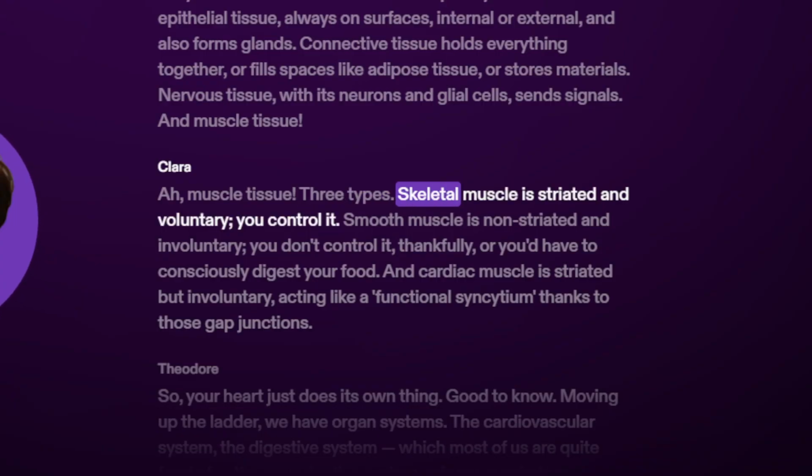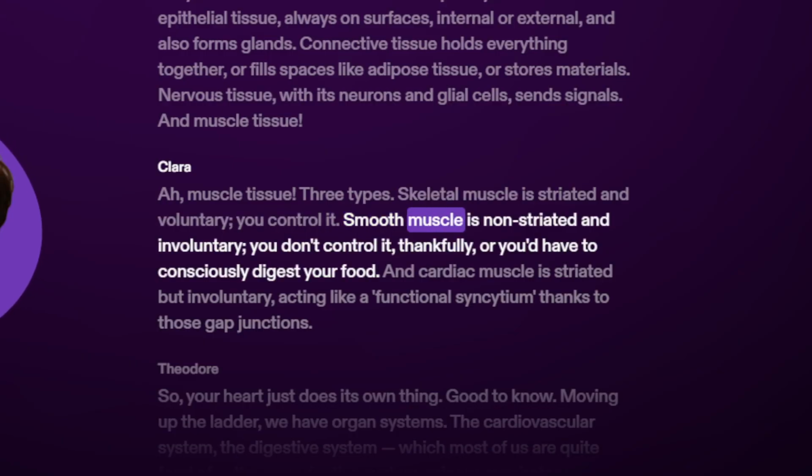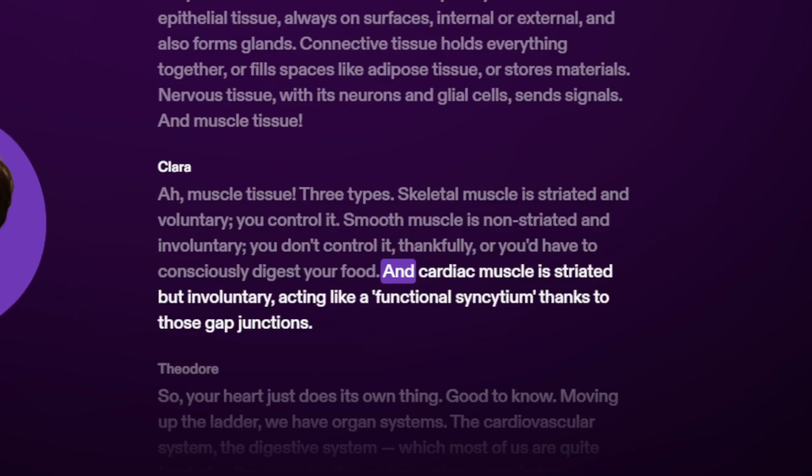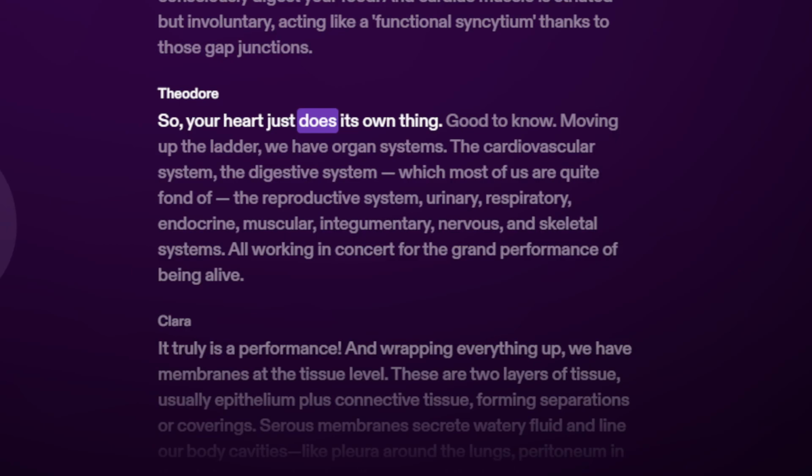Muscle tissue has 3 types. Skeletal muscle is striated and voluntary. You control it. Smooth muscle is non-striated and involuntary. You don't control it, thankfully, or you'd have to consciously digest your food. And cardiac muscle is striated but involuntary, acting like a functional syncytium, thanks to those gap junctions. So your heart just does its own thing.